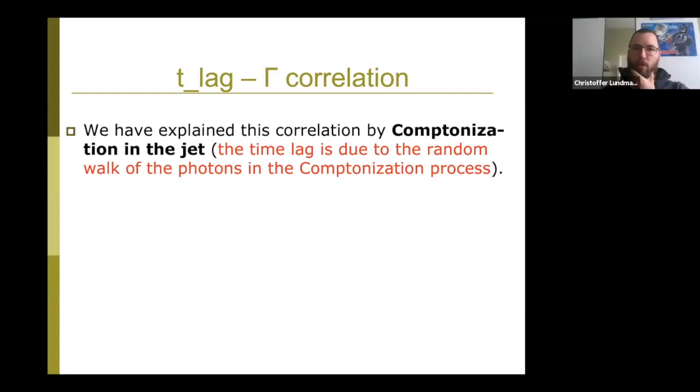Why would this not also occur in the corona? You have a similar comptonization process where photons need to scatter more times to get more energy. Yes, can I postpone answering that for a little? Because there is another observation that opposes that.